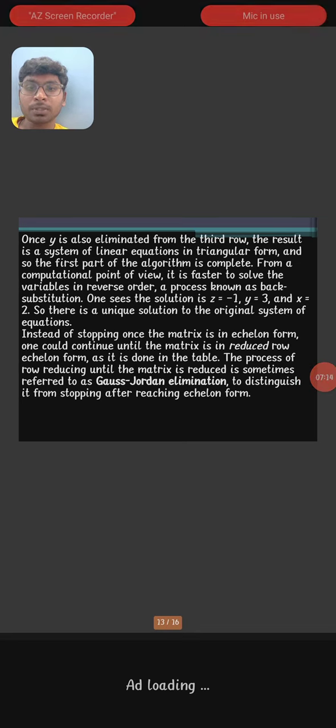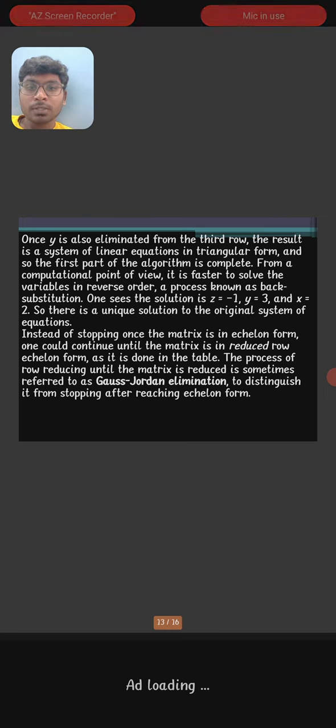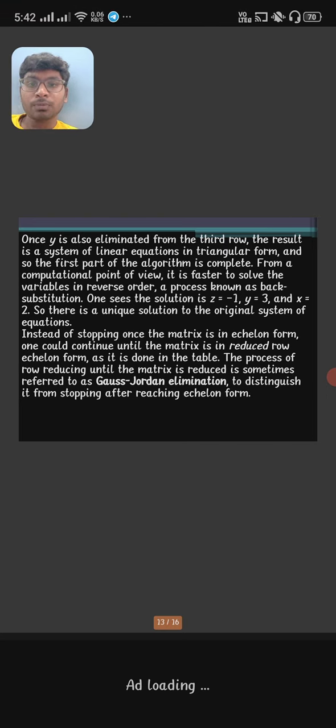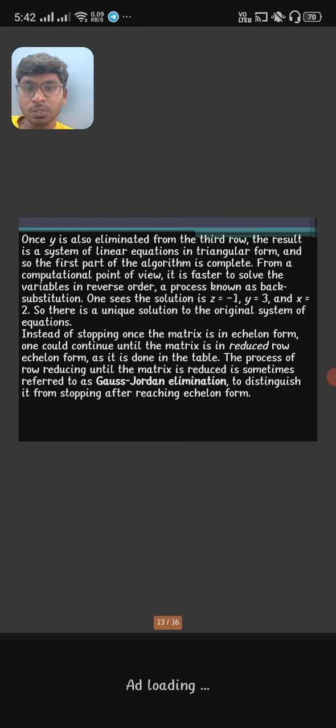From a computational point of view, it is faster to solve the variables in reverse order, a process known as back substitution. One sees the solution is z is equal to minus 1, y is equal to 3, and x is equal to 2. So there is a unique solution to the original system of equations.